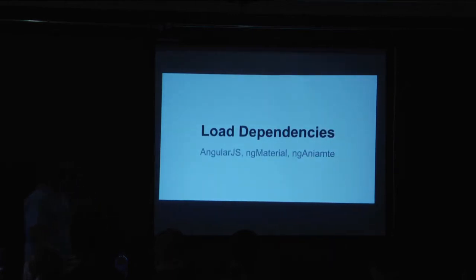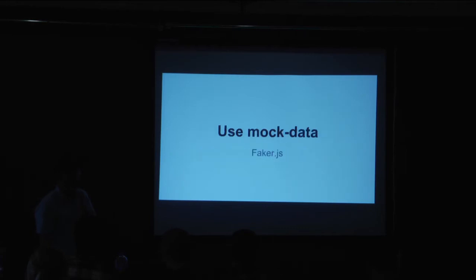The second step is to load the dependencies that your application relies on. For example, we're using Angular, right? ng material is built on Angular. So we're going to load AngularJS, of course. We're going to load ng material. We're going to load ng animate, which is a dependency for material design. You can use it without it, but it depends on it. There's also ng aria for accessibility, and I think some other stuff.